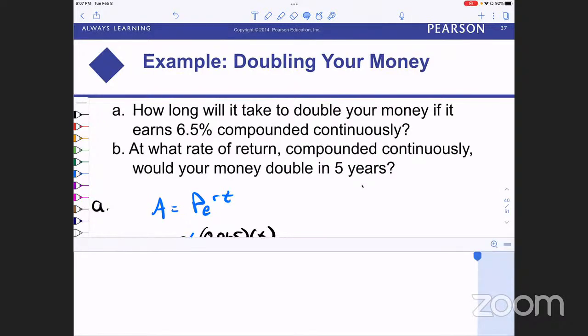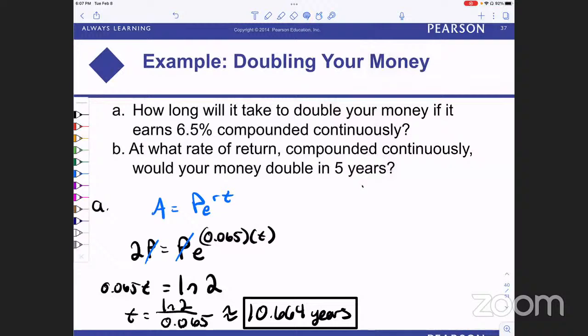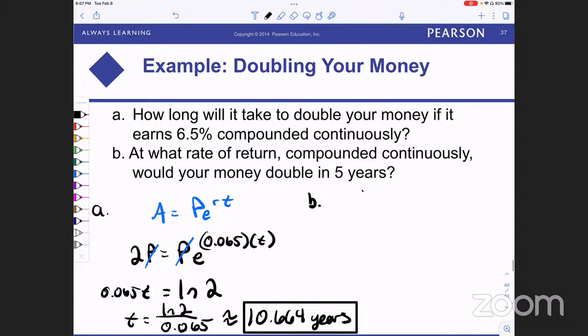Okay, so now they're asking us to solve for R. I think I have enough space. So then for part B, we want to finish with 2P. Okay, so here, I'm going to go ahead and use a shortcut.